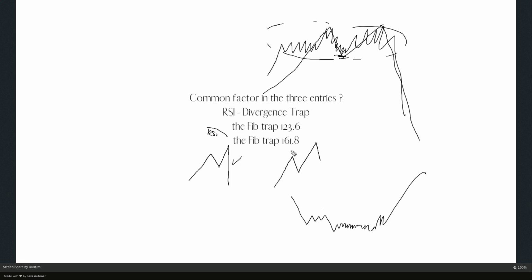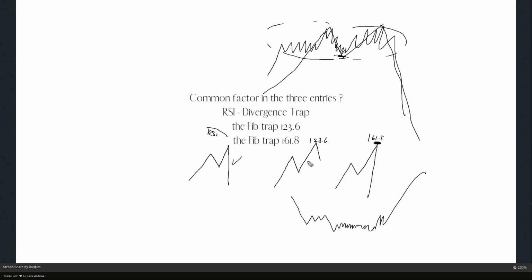Now, the second M here is qualified by 123.6. And then we have another M. You see, they are all following through here. 161.8. The furthest that it's allowed to follow through is 161.8. This is so that we can objectify the way the M looks.